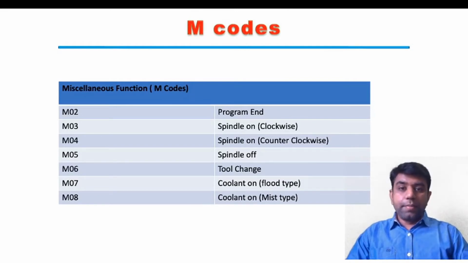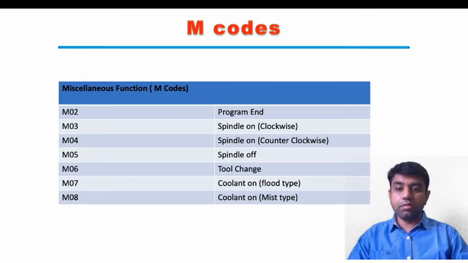M02 is for program end, and at the end of each and every program we need to write this M02 command, because that shows that the program is completed. At the start of operation we need to start the spindle, right? But starting the spindle has two conditions: clockwise or counterclockwise. If you want to start the spindle in the clockwise direction, then mention M03 at the start, and if you want to start the spindle in anti-clockwise direction, mention M04, right?